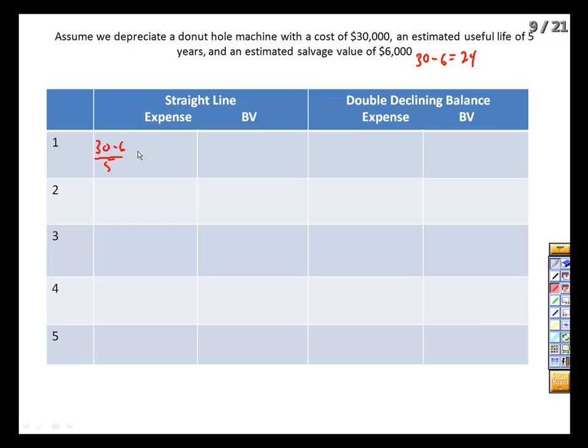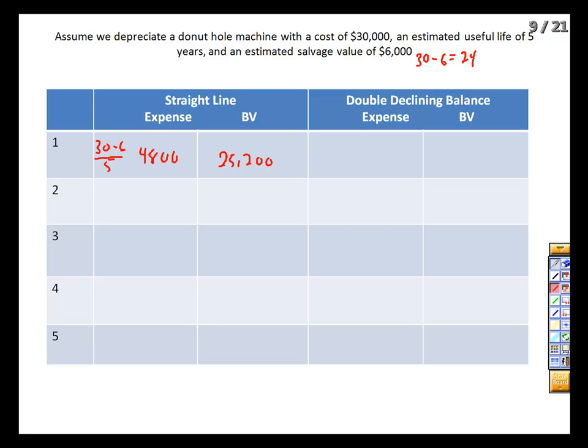and that's going to give us an expense of $4,800, leaving us with a net book value of how much? A net book value of 30,000 minus 4,800, or 25,200. Note that it isn't 24,000 minus 4,800, since that 6,000 didn't get recorded on our balance sheet.